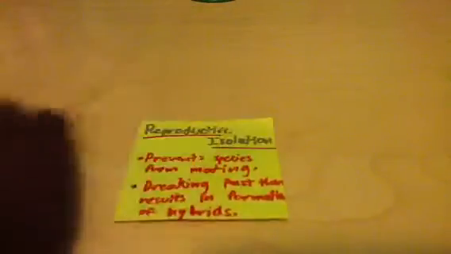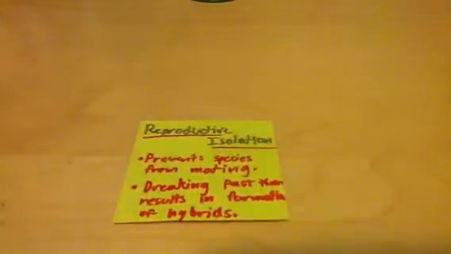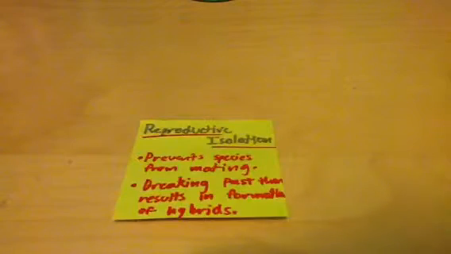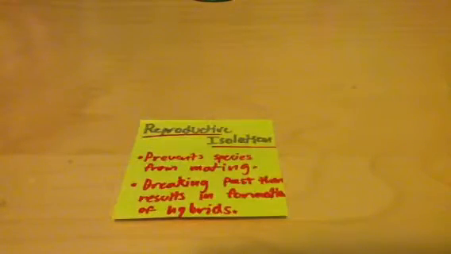So there are many reproductive isolation barriers in the environment. If hybrids actually do occur, they have to get through all of these barriers, which I'm about to go through. These barriers prevent species from mating with each other, and breaking past these barriers results in the formation of hybrids, as I mentioned before. Let's get started with pre-zygotic barriers.